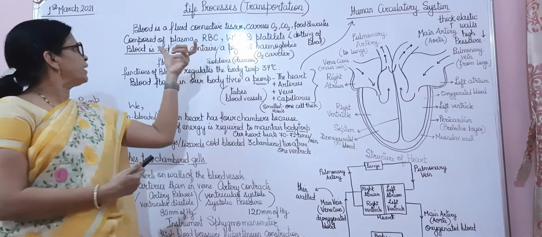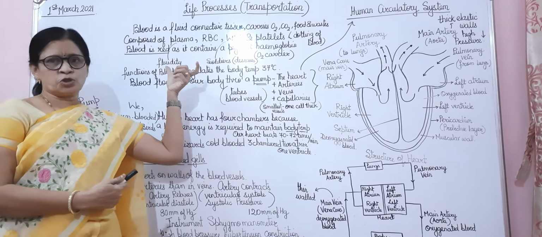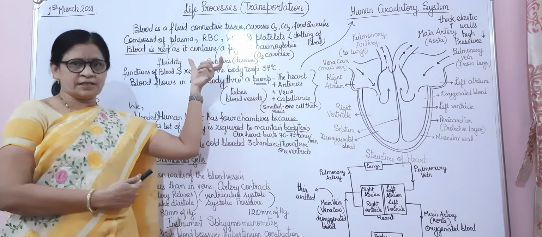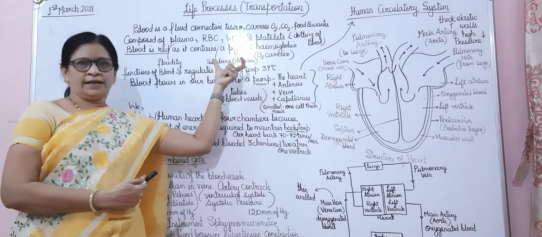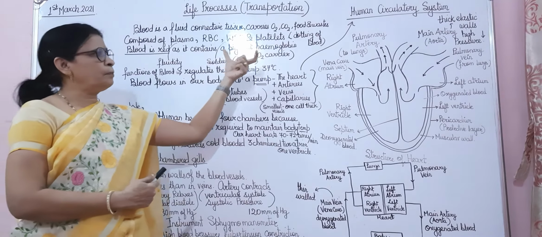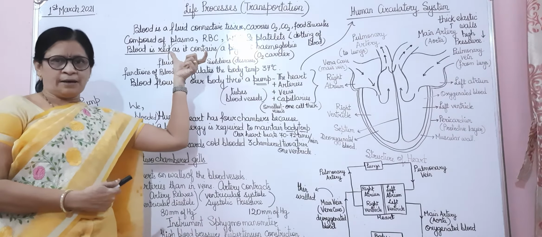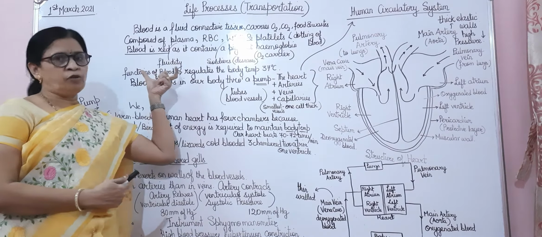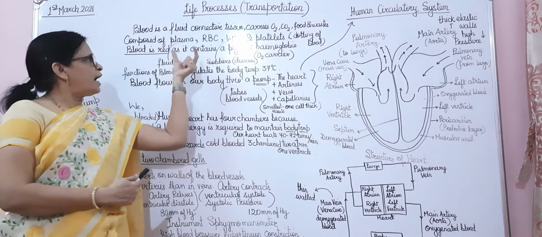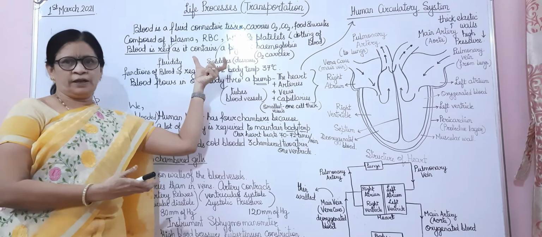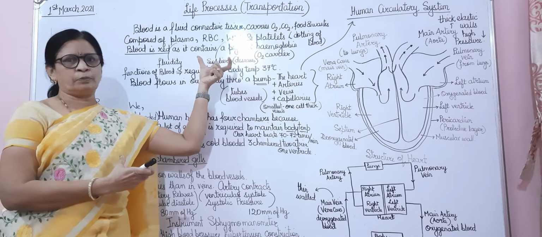Now this fluid connective tissue is composed of the plasma, RBC, that is the red blood corpuscles, the WBC, that is the white blood cells, and the platelets. All these have a special function. For example, the plasma gives fluidity to the blood. The RBCs, the red blood cells, carry the hemoglobin, which is the oxygen carrier of our body.